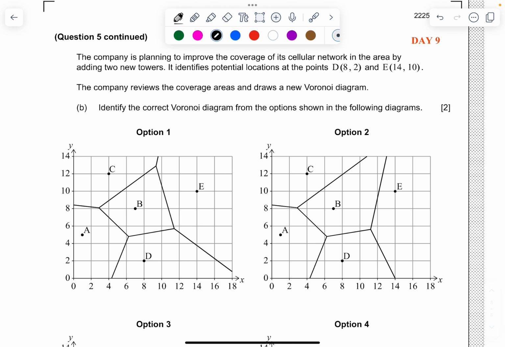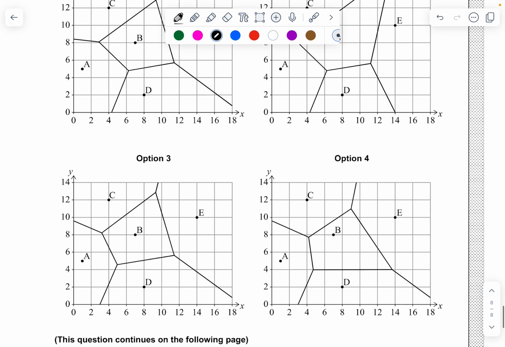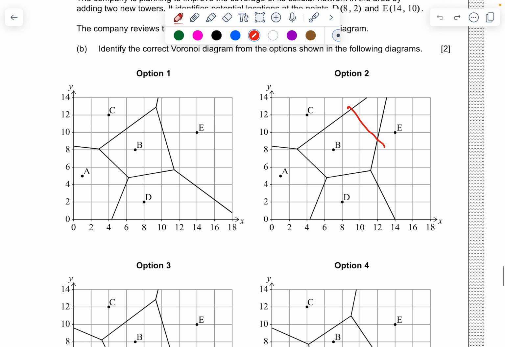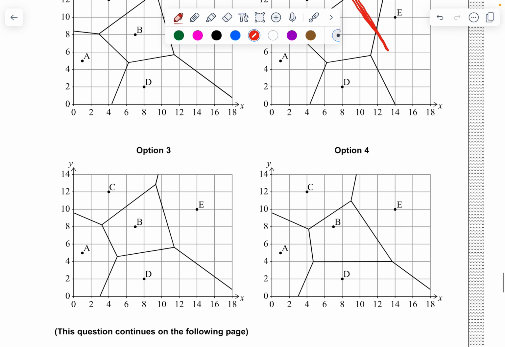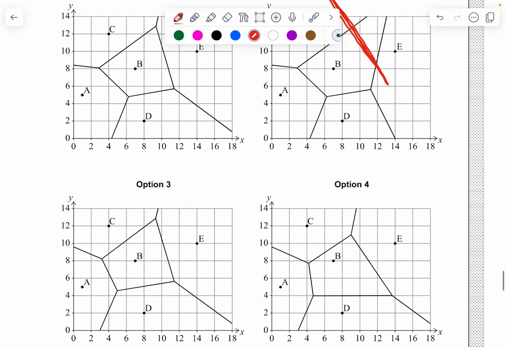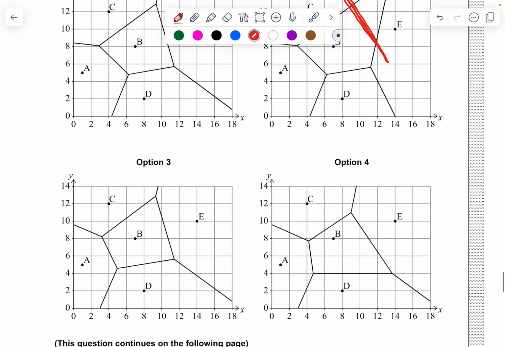Now, over here, this option is wrong because it is an open region over here. So therefore, it is not possible over there. Because I can say that the perpendicular bisector of B and D should be like this. Every time it should be a perpendicular bisector between B and D. So I can clearly see that it is not going to be the option.